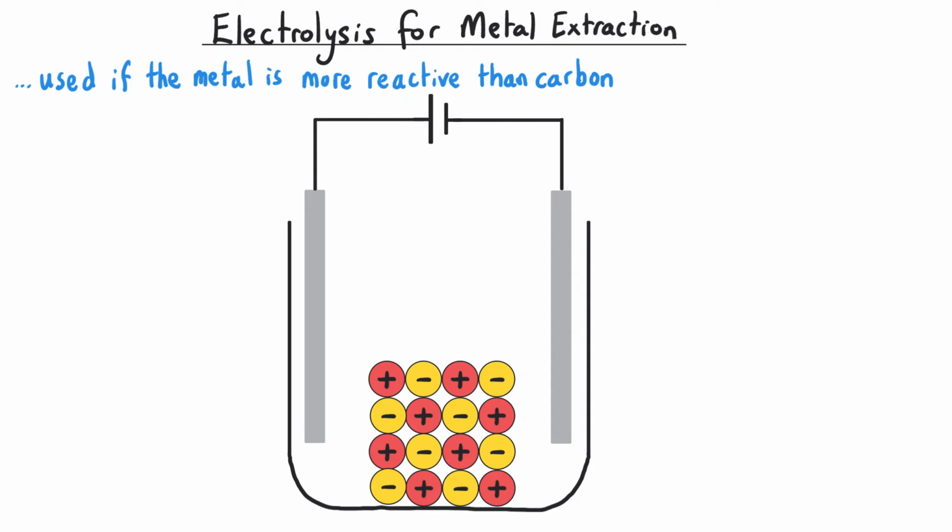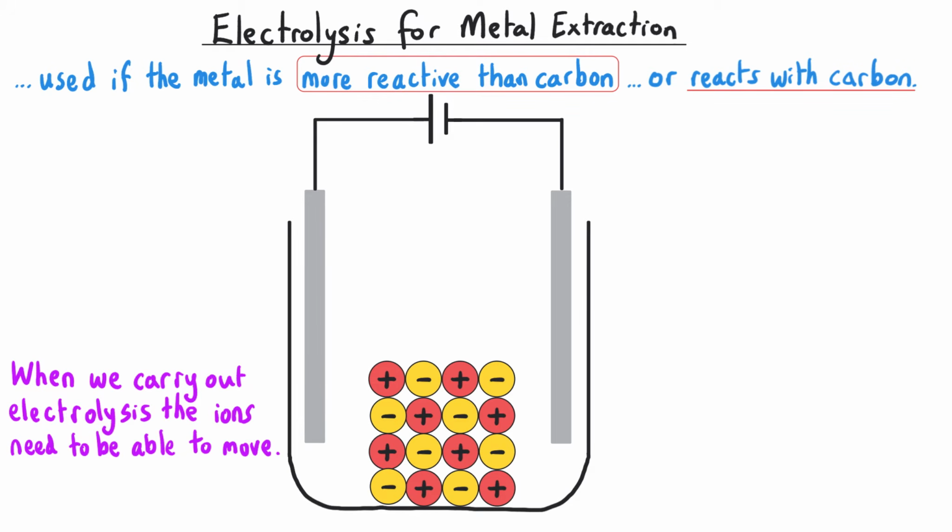Electrolysis needs to be used for metal extraction if the metal is more reactive than carbon. This means that the metal that we're trying to extract is too reactive to be separated by reduction by the carbon, and the carbon is not reactive enough to take the oxygen away. We also use electrolysis to extract a metal if the metal might react with carbon during the smelting process. This would lead to the formation of metal carbides or possibly other undesirable side reactions.